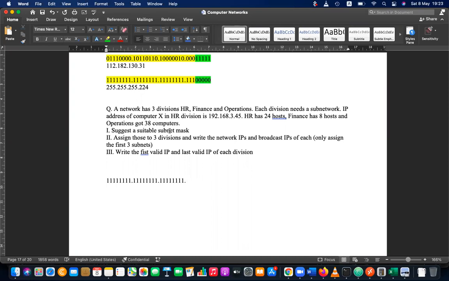6 bits. Then 1 2 3 4 5 6 7 8. Okay, this is the answer. The answer is, what is the subnet mask? Now tell me the answer. 255.255.255. Yes, this is the host portion.